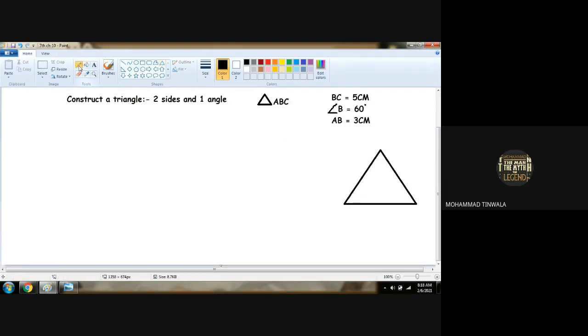According to the sum, angle B is having 60 degree here. So if we take angle B here, this is 60 degree. That is what they are saying in the question. So B and C will be the baseline. B is over here, so C will be here because that is the longest side, 5 centimeter. So this BC will be 5 centimeter. And AB, A will be over here on the top. So AB is 3 centimeter. So this should be our construction of the triangle, 2 sides and 1 angle. Are you getting my point?